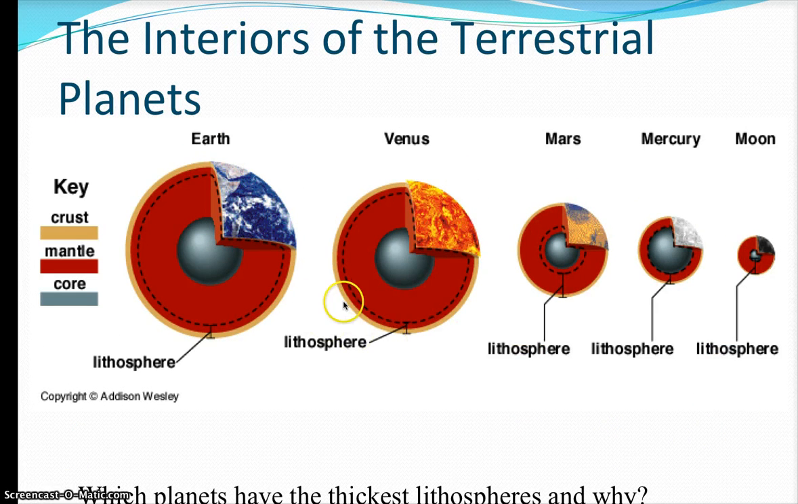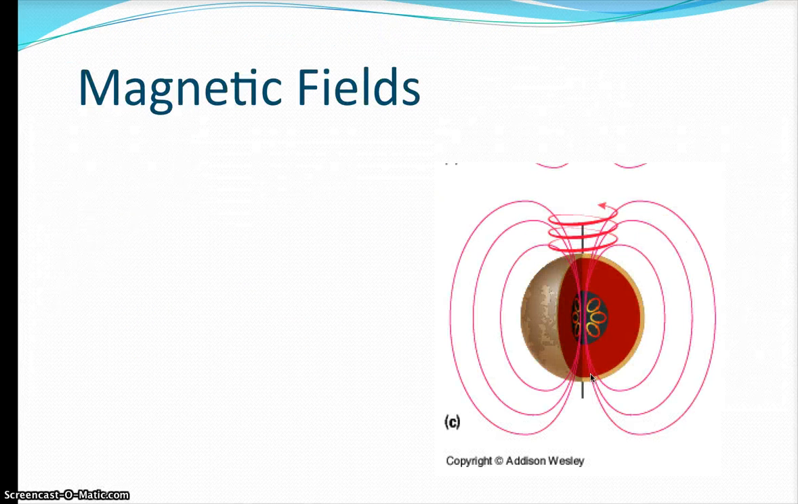Here we're looking at the different interiors. We've already mentioned that the smaller terrestrial planets have the thicker lithospheres. Some of the other interesting things we see is that the core of the Moon is relatively small, while the core of Mercury is very large, and Mars has a smallish core as well. We'll continue in the next slide beginning with the magnetic field.